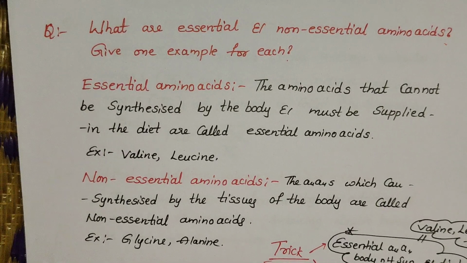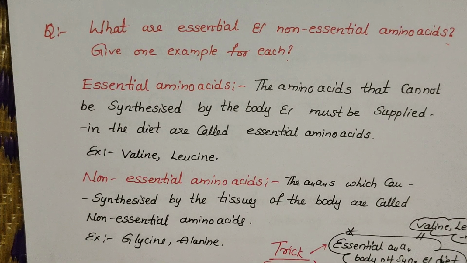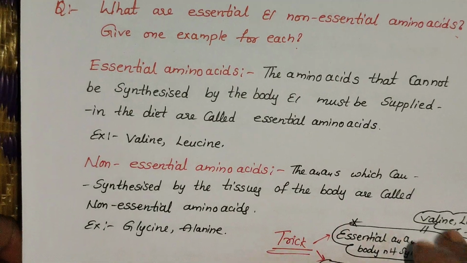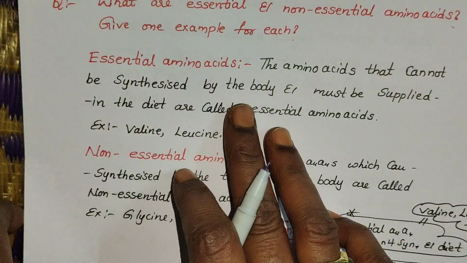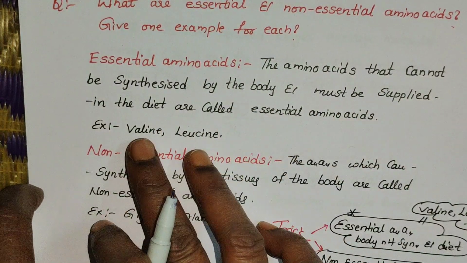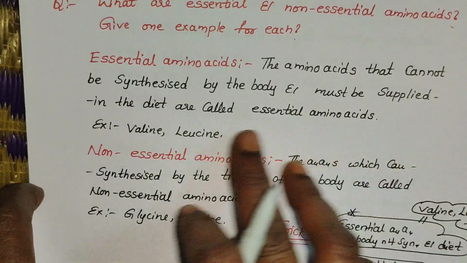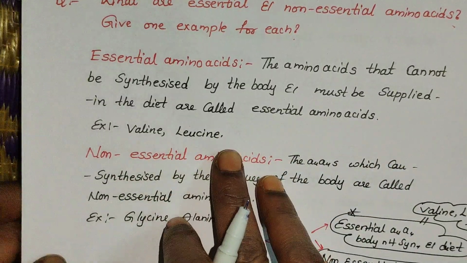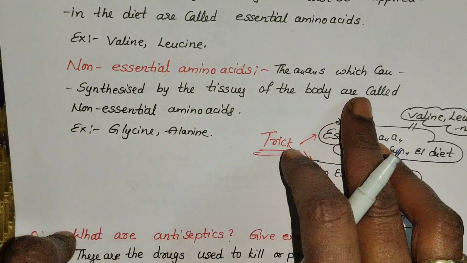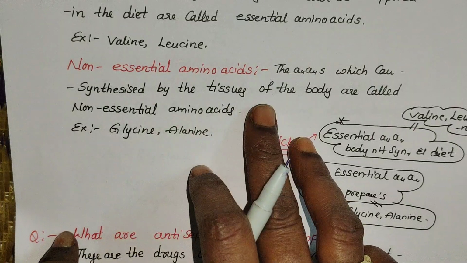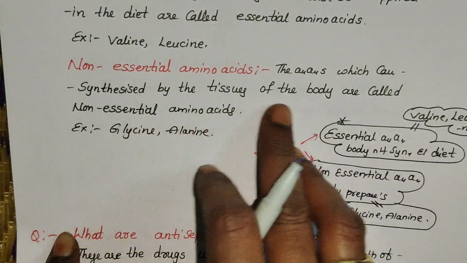Next question, what are essential and non-essential amino acids? Give an example. Essential: the amino acids that cannot be synthesized by the body and must be supplied in the diet are called essential amino acids. Example, valine and leucine. Non-essential amino acids are amino acids which can be synthesized by the tissues of the body.